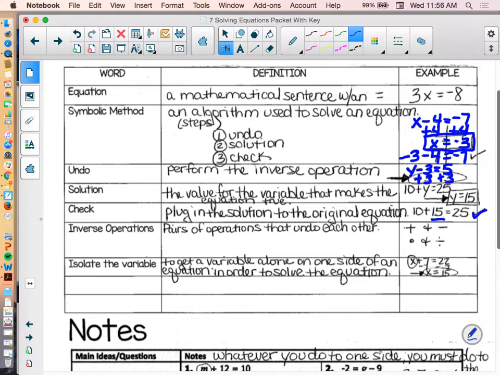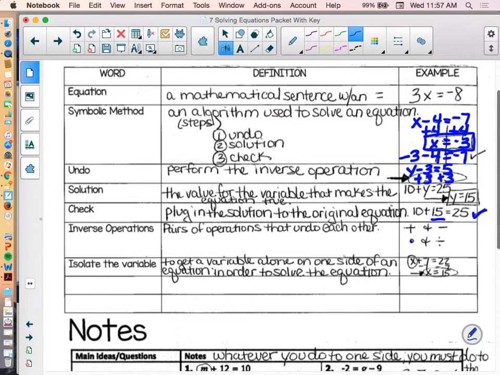Inverse operations we're going to talk a lot about. Those are pairs of operations that undo each other, like addition undoes subtraction, and multiplication undoes division. If I do 5 divided by 5, the undo step that equals 1, to undo that, we could do 1 times 5.